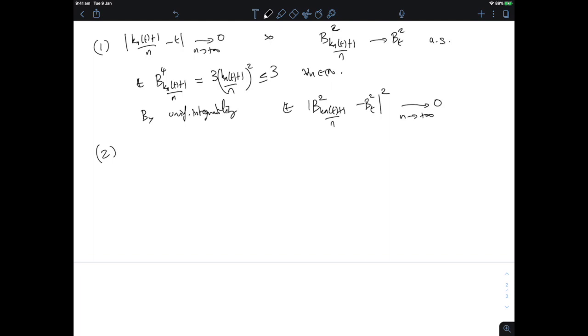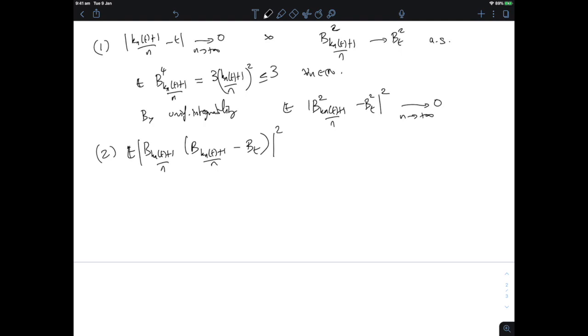It gives me the B_t squared over 2. Now what about this error term at the end, which looks like B_{k_n(t)+1 over n} times (B_{k_n(t)+1 over n} minus B_t)? Does that go to 0 in L2 norm? Well, let's have a look. Let's compute the expectation of that squared.